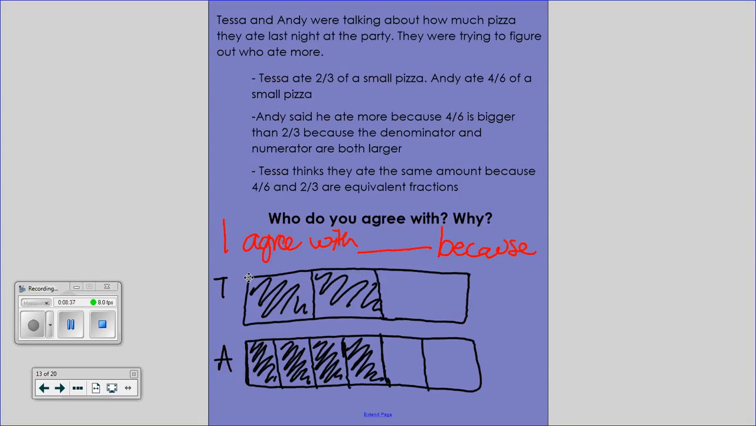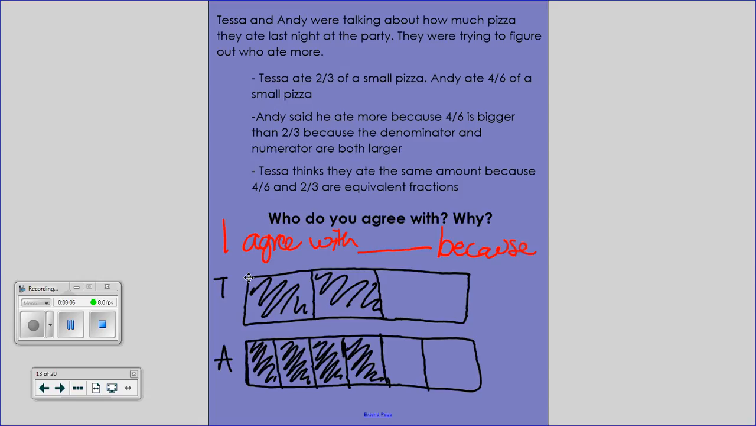Okay, so our 2 reasons. Andy thinks that he ate more because the numerator and the denominator are both bigger than Tessa's amount. Is that a strategy we use to compare fractions? No. That's not even a strategy that is correct. So is Andy likely going to be right? No.